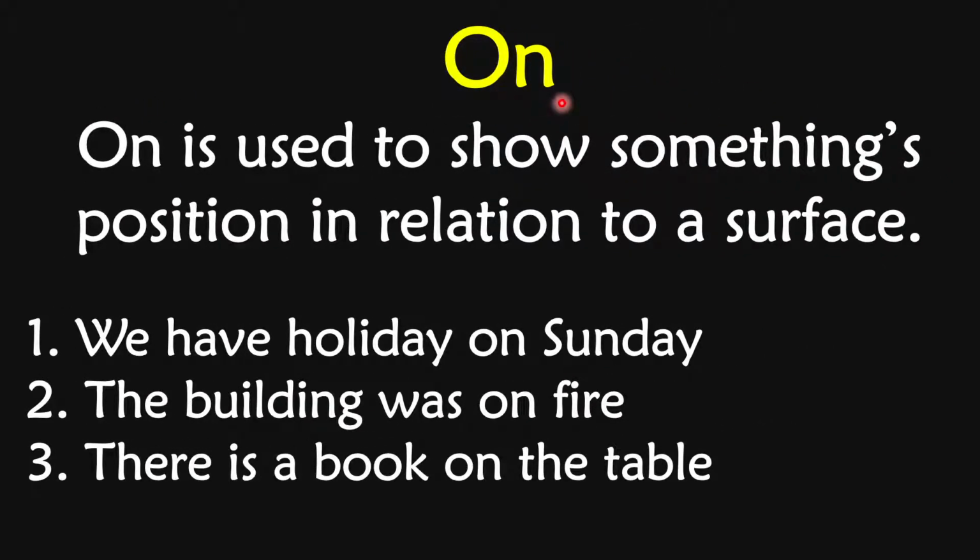On is the preposition here. On is used to show something's position in relation to a surface. Okay, something's position in relation to a surface. To describe the position of something, if you have kept any book on the table, you can say there is a book on the table. Where is the book? There is a book on the table. So here on is the preposition.